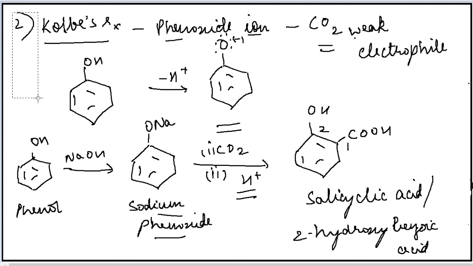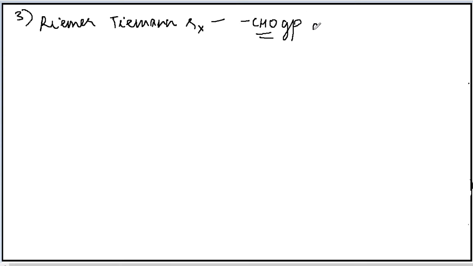Now the next reaction that is given by phenol is the Reimer-Tiemann reaction. Reimer-Tiemann reaction involves the addition of CHO group. CHO is your aldehyde group at the ortho position of phenol. So this reaction involves the introduction of the CHO group at the ortho position of phenol. Just look at the reaction, how the reaction takes place.